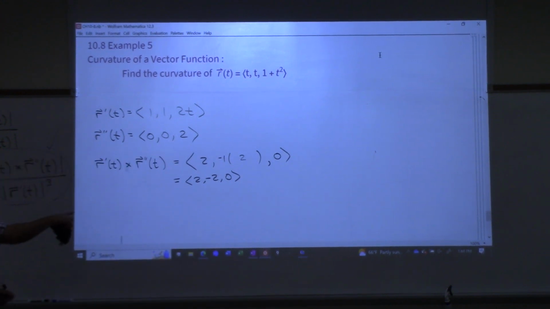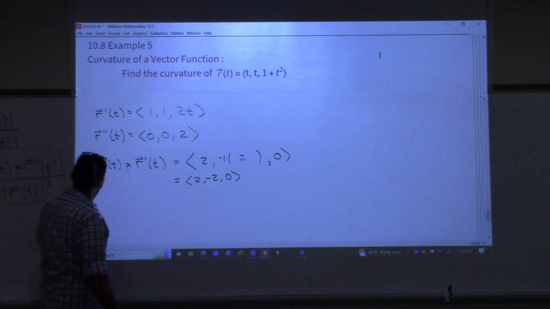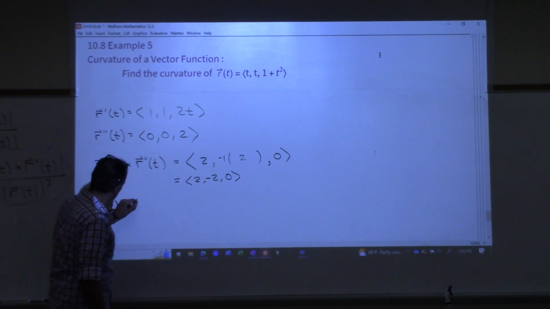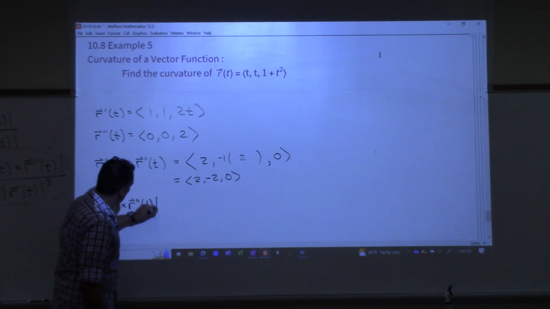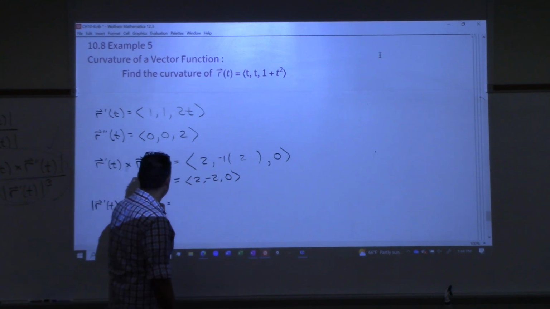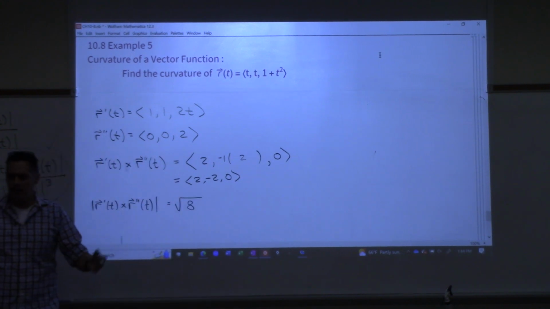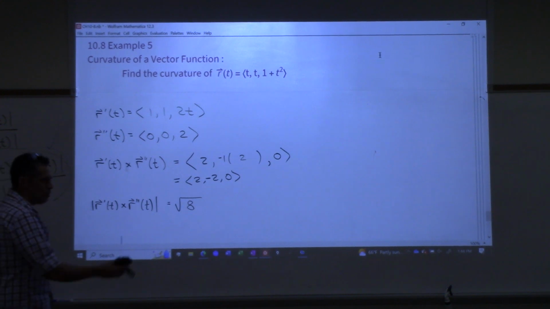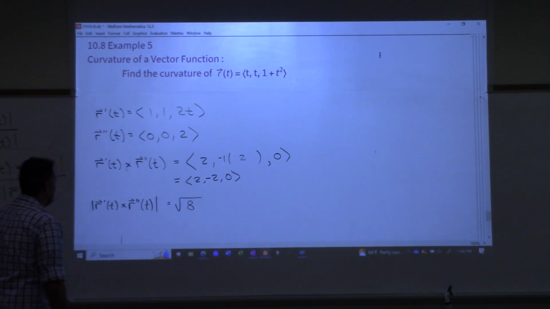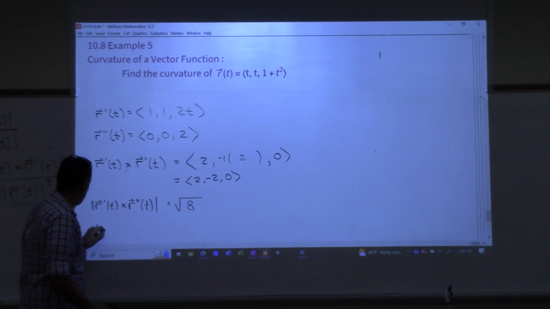I need the magnitude of that now. So the magnitude of that, square root of 8. Just square each component, add them up. 2 root 2 if you want. I'm just going to leave it like that. And last thing, I need the magnitude of the first derivative, right?